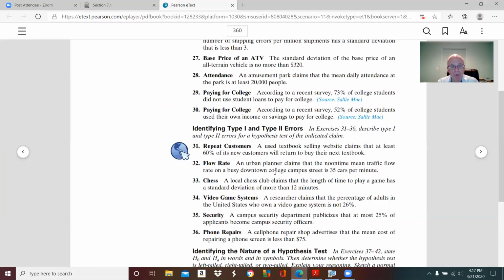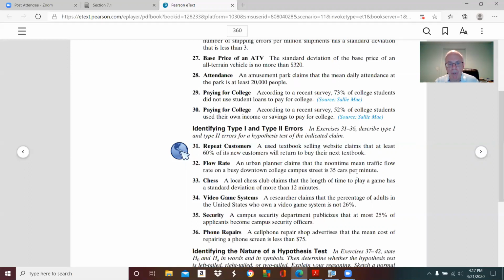32, it says flow rate. An urban planner claims that the noontime mean traffic flow rate on a busy downtown college campus street is 35 cars per minute. So 35 cars per minute are flowing through some intersection where they're counting the number of cars per minute.